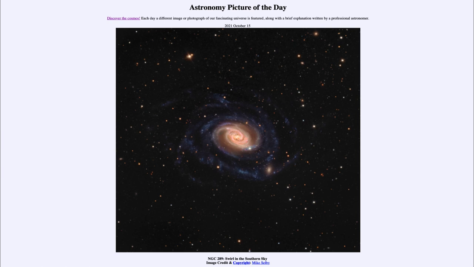So that was our picture of the day for October 15th of 2021. It was titled NGC 289, Swirl in the Southern Sky.